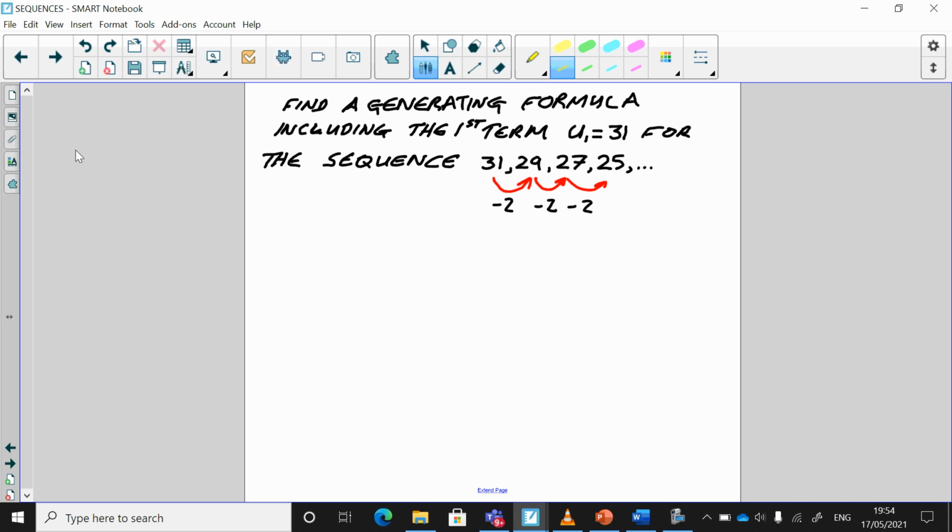Hopefully you notice the common difference is -2 because we're going down in 2s. This is important. If it was going up in 2s, it would go 31, 33, 35, 37, etc. But it's not, it's going down. This is decreasing.